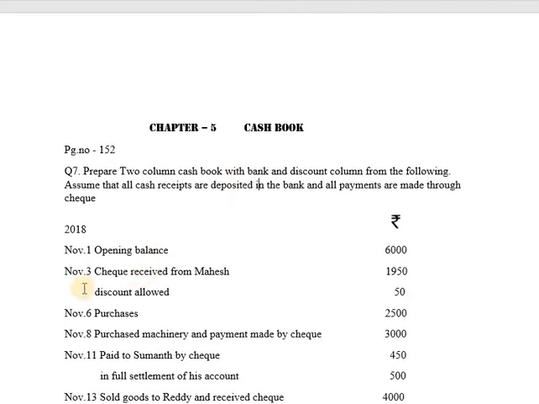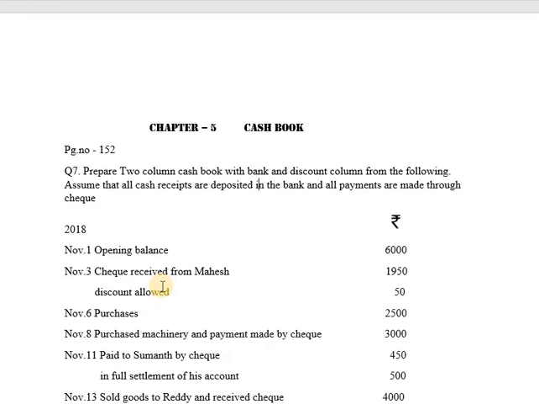Next, after November 1st, we have a transaction on November 3rd. Check received from Mahesh 1950, discount allowed 50. So we are receiving check. So it means that amount is coming into the business. When cash or check is coming into the business, it will be recorded on debit side of cash book. So it will be recorded on debit side as November 3.